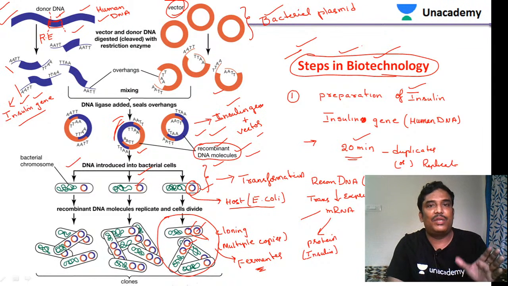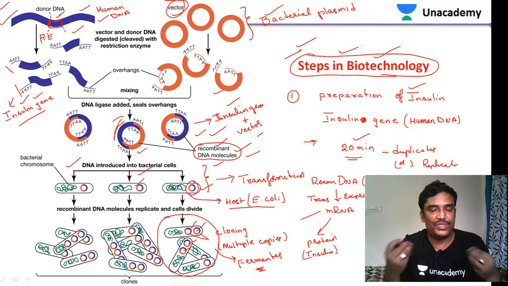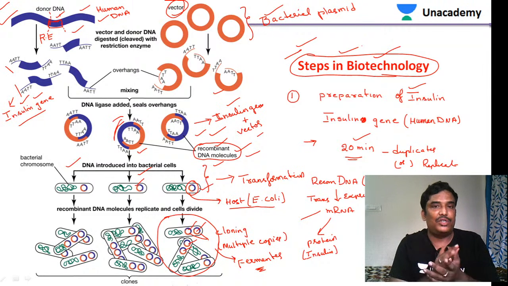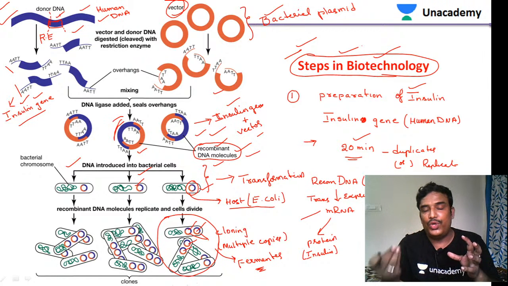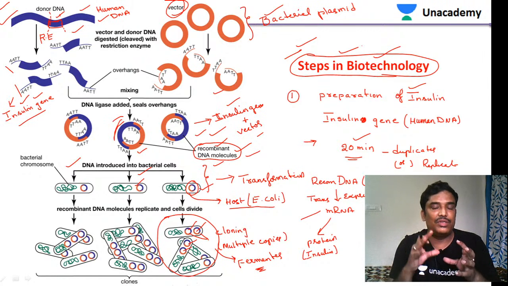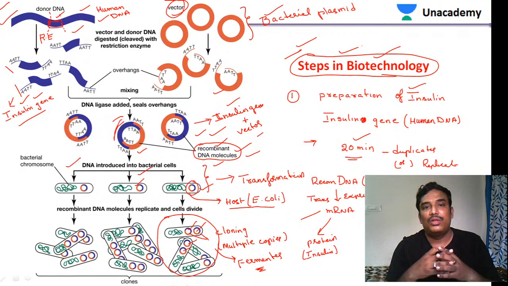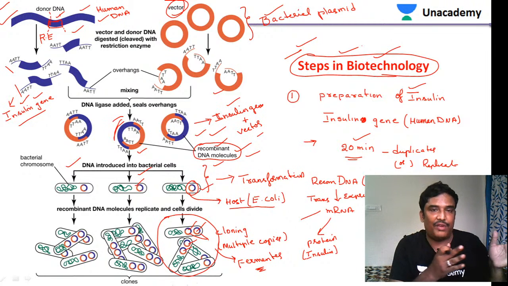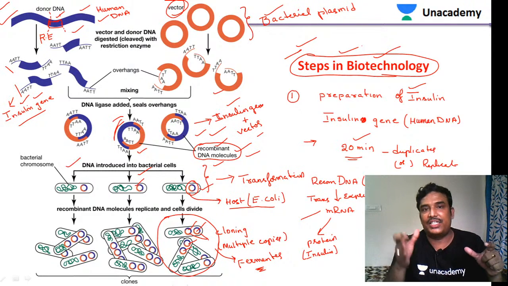How to prepare that insulin protein, that is the question. There are some steps: by using biotechnology processes we will prepare the insulin protein. What is the first step? To produce insulin protein we should identify the insulin gene. Where is the insulin gene present? We know that the insulin gene is present in human beings. So we have to extract or isolate the DNA of human beings. To that isolated DNA we will add restriction enzymes.